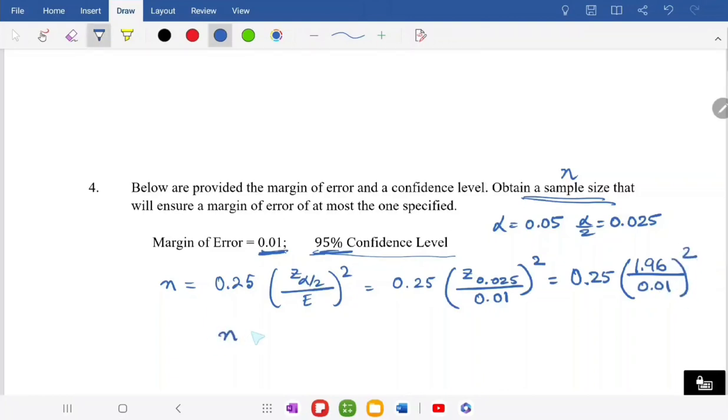So we will have N equals 0.25 times 1.96 divided by 0.01, which is 196. All right, so 196, then square it, and you will get a value of N, which is 9604. All right, so that's your final answer for this particular problem of finding the sample size.